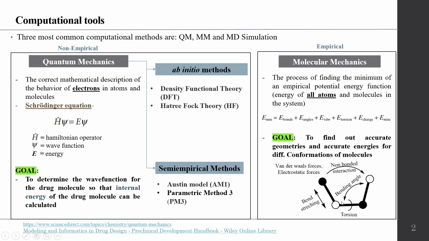In this figure we can clearly understand the basic principle behind molecular mechanics. Here four atoms are attached, so there can be a bending angle, then a torsion angle and bond stretching, and these angles and stretchings make up the internal geometry, along with non-bonded interactions such as van der Waals forces and electrostatic forces. The sum of these energies is called the potential energy of the molecule.